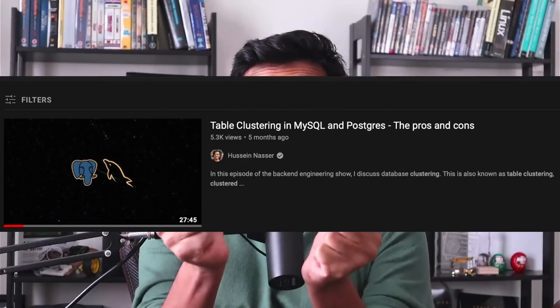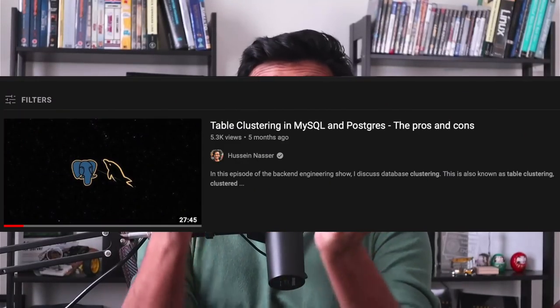Let's say you created a table, not in MySQL, because MySQL is always ordered by default. Let's say it's in Postgres, right? When you create a table in Postgres, there is no concept of a primary key when it comes to clustering, because usually primary key is clustering. It clusters the table around the primary key index so that the table rows are ordered based on that.